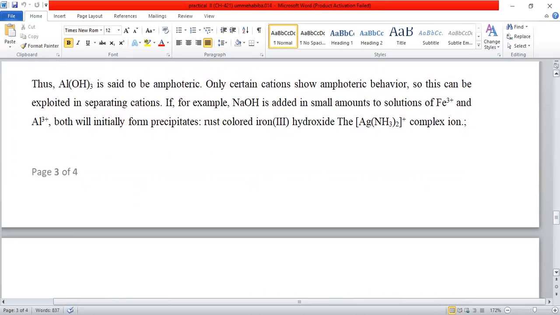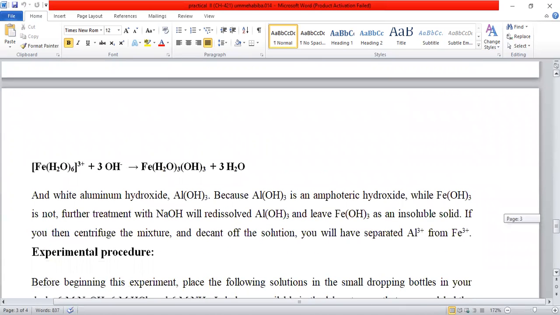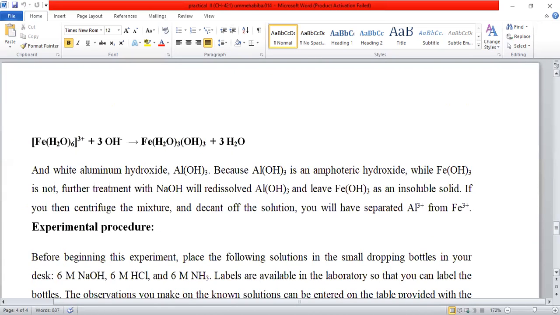Only certain cations show amphoteric behavior, so this can be exploited in separating cations. If, for example, sodium hydroxide is added in small amounts to a solution of iron ions and aluminum ions, both will initially form precipitates: rust-colored iron hydroxide and white aluminum hydroxide. Aluminum hydroxide is an amphoteric hydroxide, while iron hydroxide is not. So with further treatment with sodium hydroxide, we redissolve aluminum hydroxide and leave iron hydroxide as an insoluble solid. If you then centrifuge the mixture, you will have separated aluminum ions from iron ions.